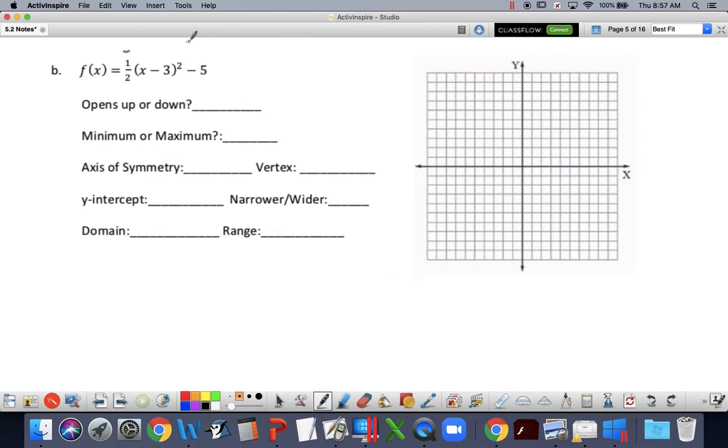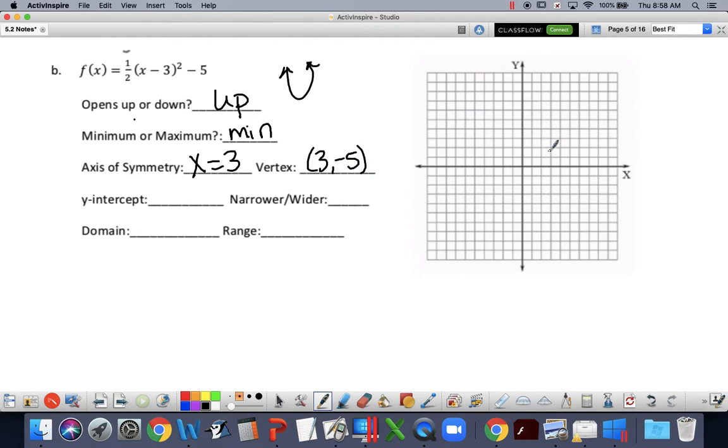Right, while that gets booting up, let's go ahead and look at this one. Well, I have a positive 1/2 out front, so that tells me it's going to open up, right? If it opens up, it's going to have a minimum. My axis of symmetry stands out right away, right? I just take the opposite value of what's in the parentheses, x equals 3. My vertex, therefore, is at (3, -5).